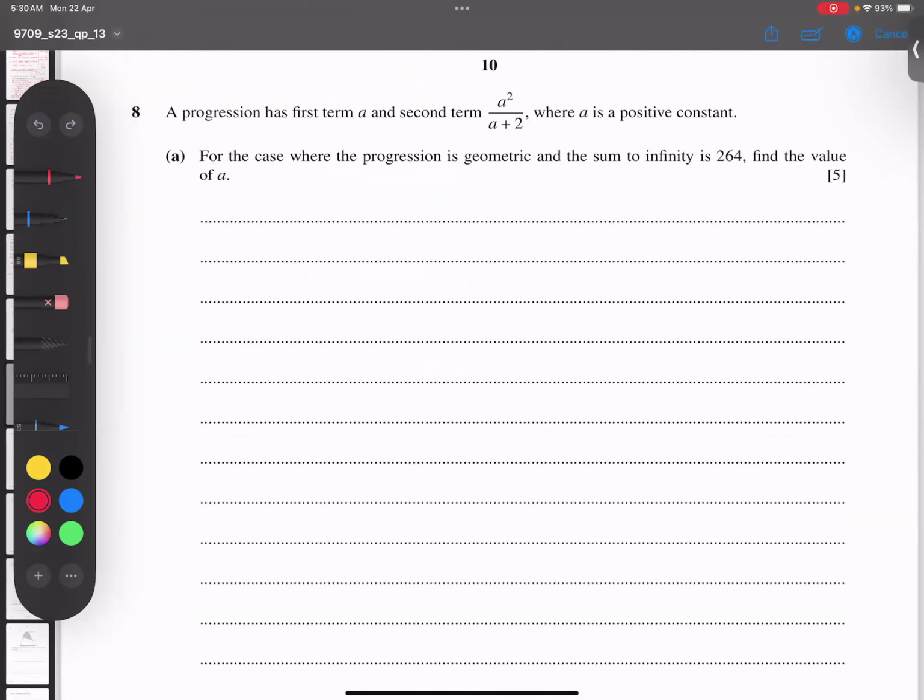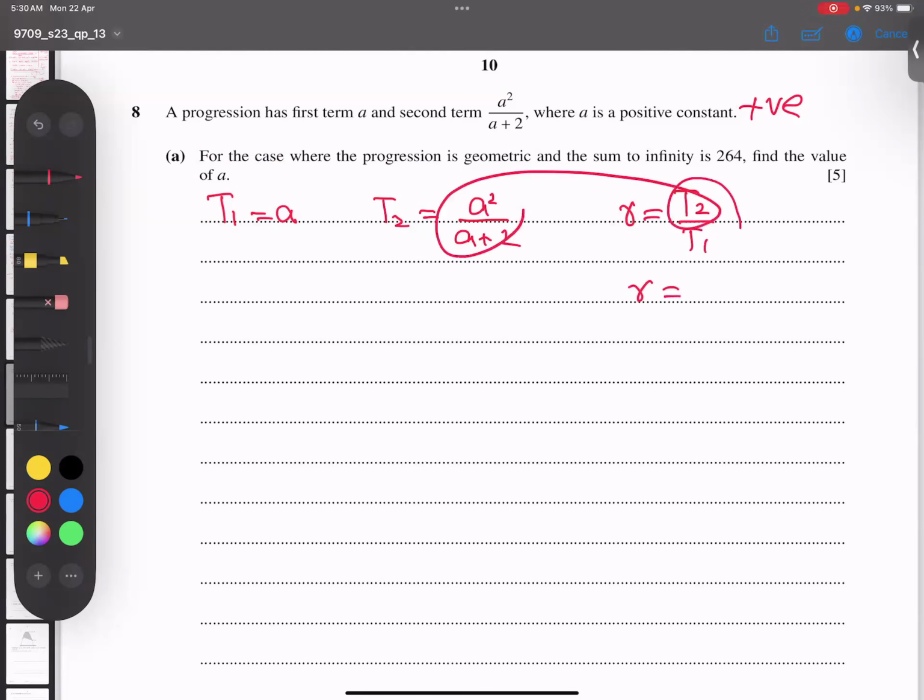The progression has a first term A. He said the first term is A. The second term is this: A squared over A plus 2. Or I can write it here as D1, even, no problem. A is a positive constant, make sure not negative. And if the progression is geometrical, we have a common ratio: second term divided by first term. Second term is this, and divided by this.